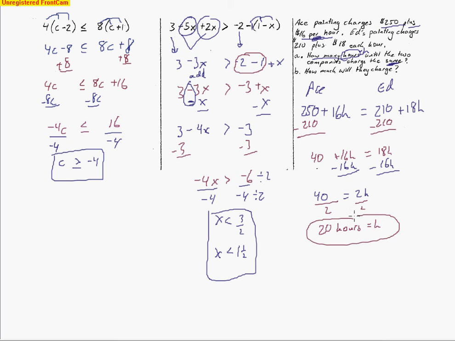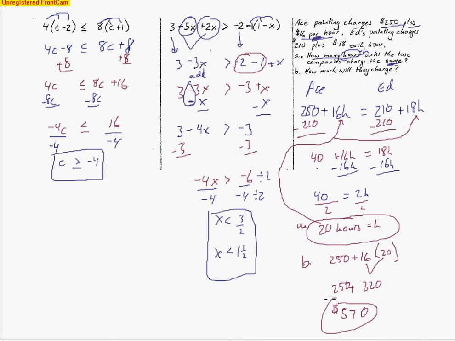Well, that's just part of it. See, that's just part A. Now we got to do part B. They ask, how much will they charge? Well, what they'll charge is what we get when we substitute 20 back in for h. It doesn't matter which h you put it into. You're going to get the same answer. So just pick the easier one. So I guess I'll go ahead and pick the 250 plus 16 times 20. So I gotta do 16 times 2, that makes 32, and add the zero, 320 plus 250. So I add those numbers together, 0, 7, and a 5. So $570 is what they'll end up charging.